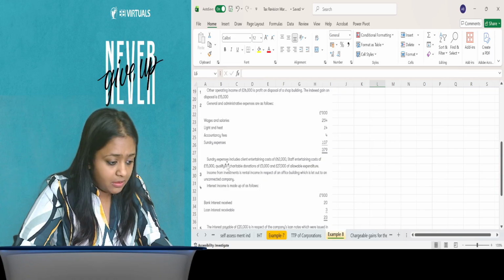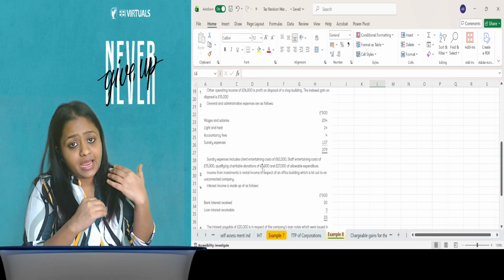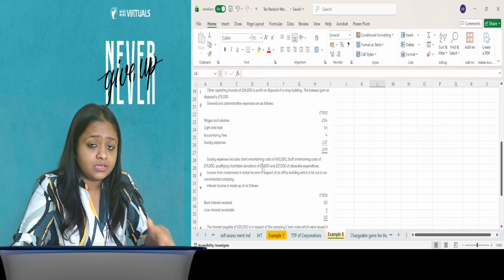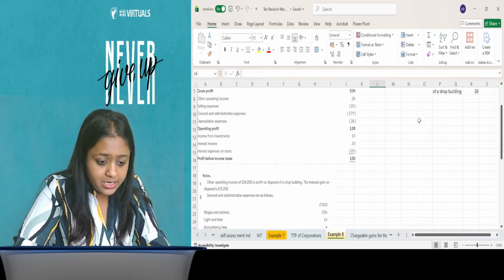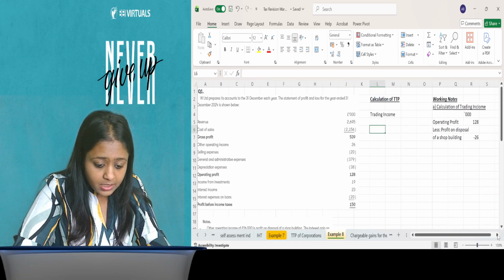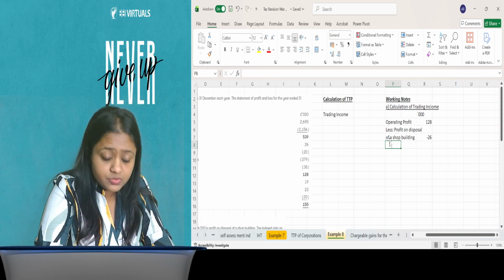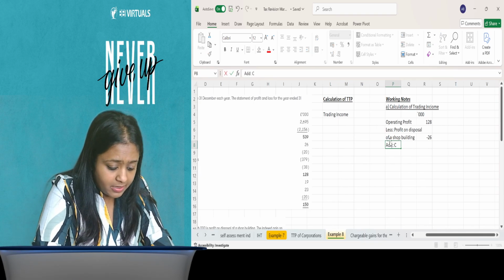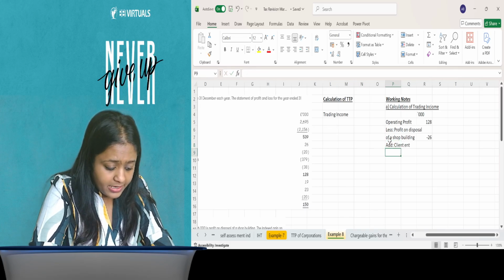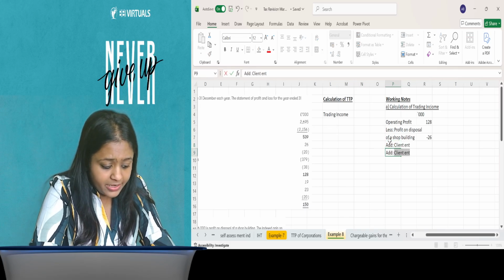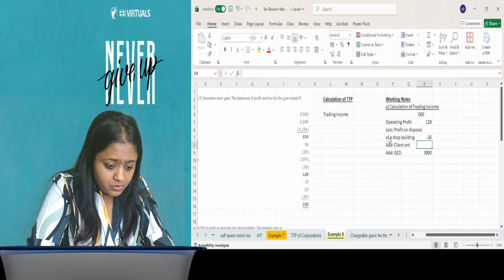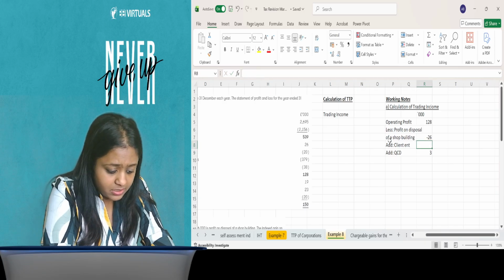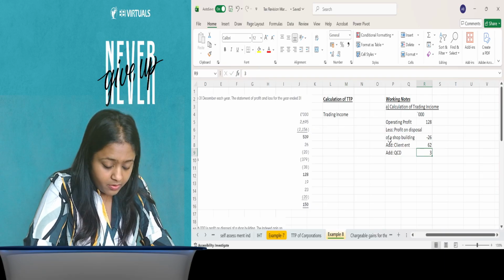Staff entertaining is allowed. Qualifying charitable donation I will add back from here because I will reduce it later from the total profits. And 27,000 allowable expenditure. So we need to add back 62,000, right? So we will add back client entertaining, and I will add back qualifying charitable donation, which is 3,000 here, oh sorry, which is 3 because figures are in thousands, and this is 62. Okay, now let's go further.